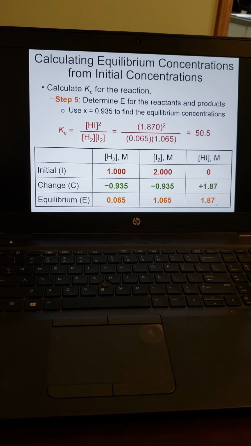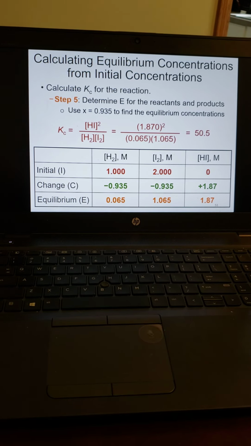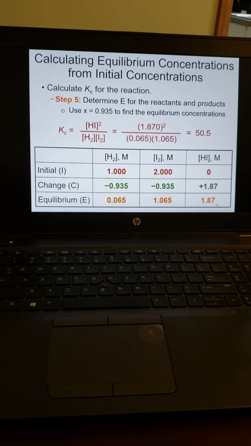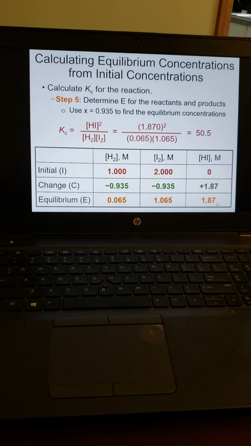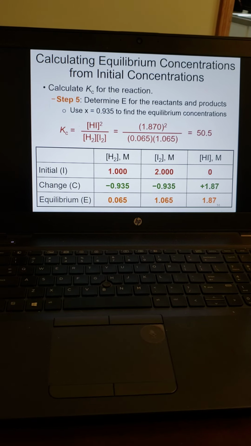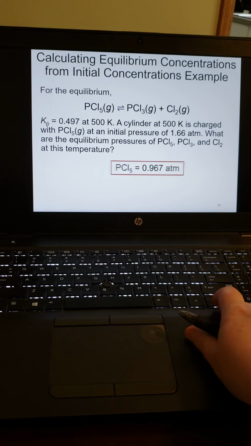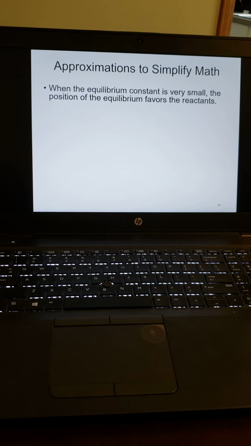But what if k was really itty-bitty? Like, what if k was a super small number, like times 10 to the negative 3, or times 10 to the negative 4, times 10 to the negative 5, something like that? If k was that small, then it's not really proceeding that far to the right, which means this x that we would have calculated using the quadratic is not going to make that much of a difference compared to the initial concentrations. So, what this means is that we can introduce an approximation.